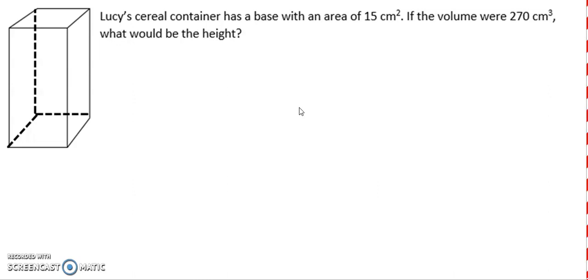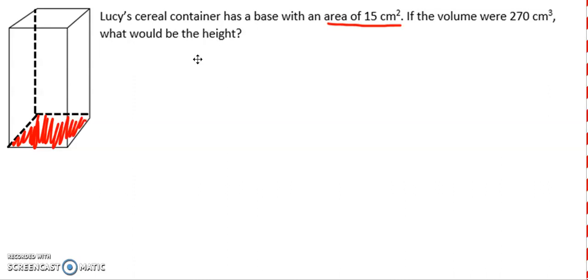Alrighty, so we're going to look at one more way that we can apply volume equations in the real world and solve for a missing measurement. This one says Lucy's cereal container has a base with an area of 15 centimeters squared. If the volume were 270 centimeters cubed, what would be the height? So they already gave us the area of the base. Now, the area of the base is this bottom part of the rectangular prism.